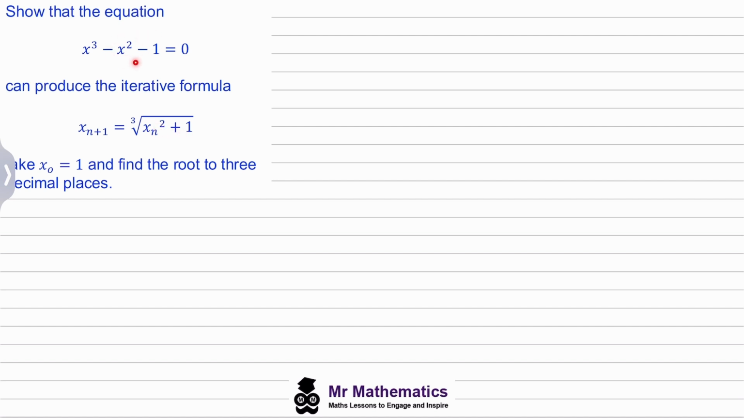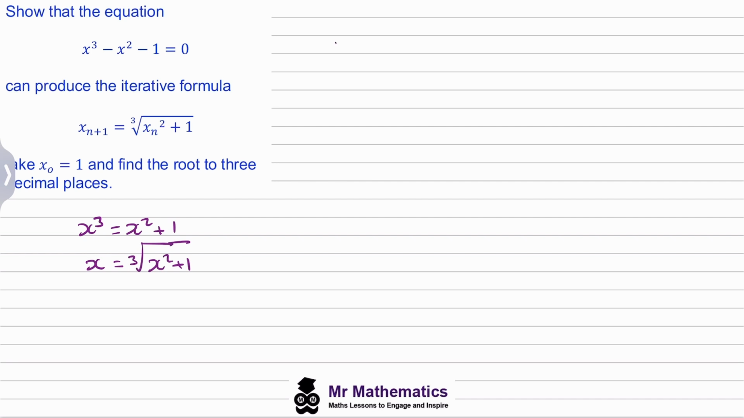So we've moved these two terms over to the right-hand side. So x cubed, adding x squared to both sides, will be x squared, and we'll add 1 to both sides. So we get x squared plus 1. We can cancel out this cube, or take the cube root of both sides, and we get the cube root of x squared plus 1.